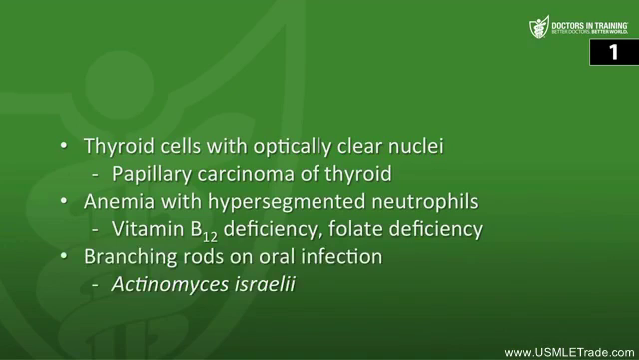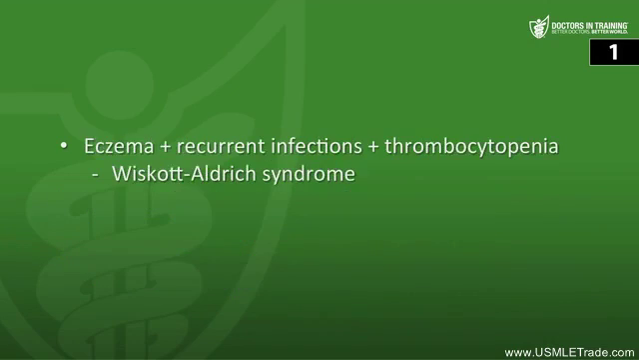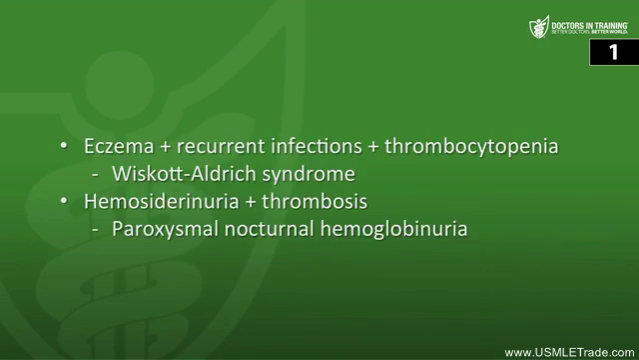Next would be branching rods on oral infection. So we see that with Actinomyces israelii. Next, eczema, recurrent infections, and thrombocytopenia. So WATER was a mnemonic for this one, for Wiskott-Aldrich syndrome. Next would be hemosideruria and thrombosis. This is what you see with paroxysmal nocturnal hemoglobinuria, or PNH.